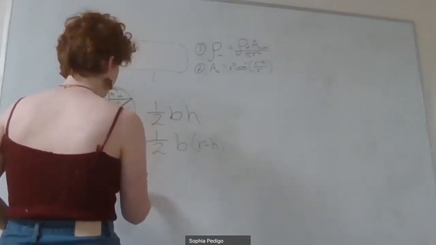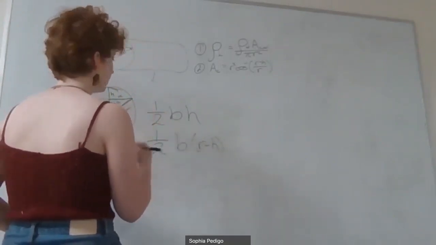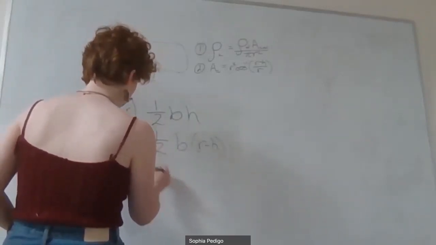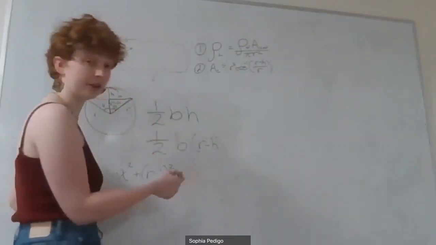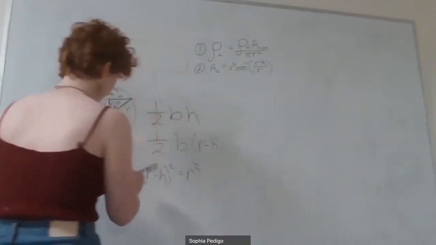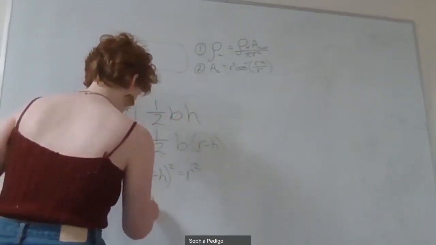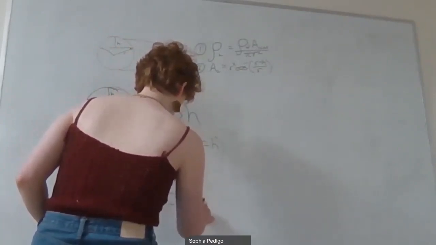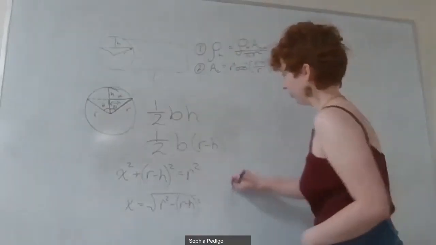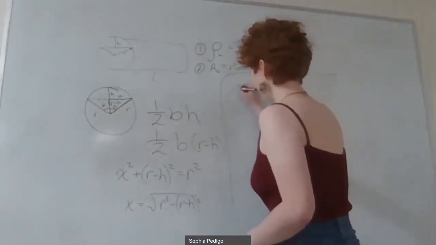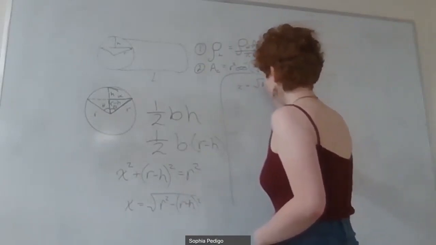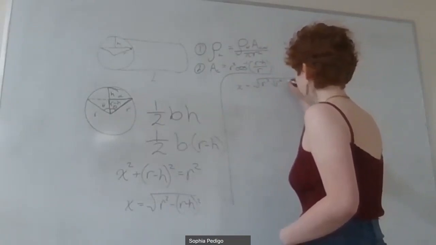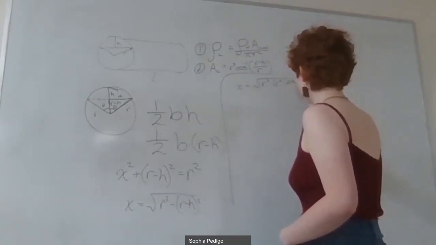Now the Pythagorean theorem just says a squared plus b squared equals c squared. So we'll say that x squared plus (r minus h) squared is equal to the hypotenuse, or r squared in this case. Now, if we solve for x, we're going to end up with x equals the square root of r squared minus (r minus h) squared. Now we can further simplify this just a little bit, and I'll do that over here. That'll give us x equals the square root of r squared minus (r squared minus 2rh plus h squared).